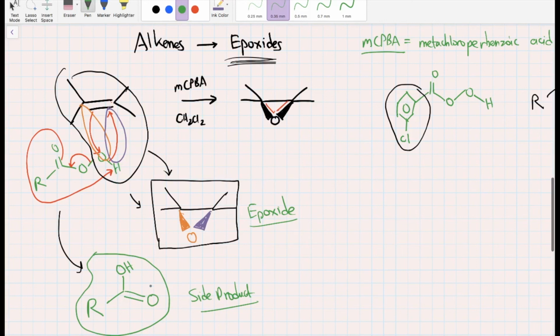Okay, and we started off neutral. We ended up neutral, so we didn't add any extra things or take away any unnecessary things. So this reaction is pretty complicated, but as long as you do it slowly, you can go ahead and take care of it.